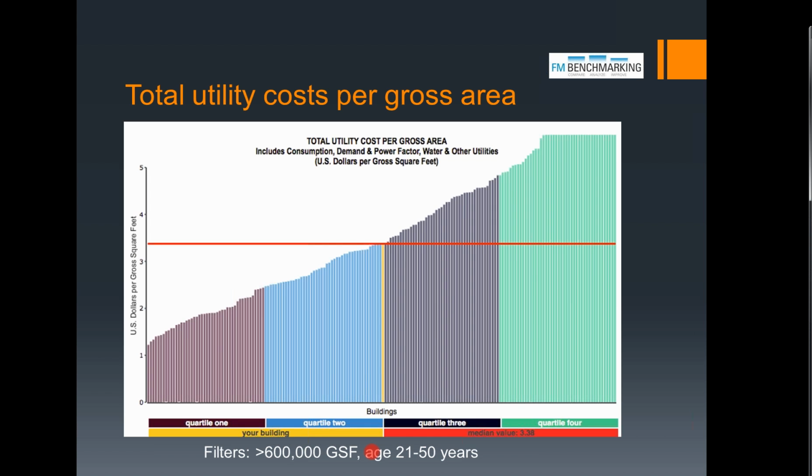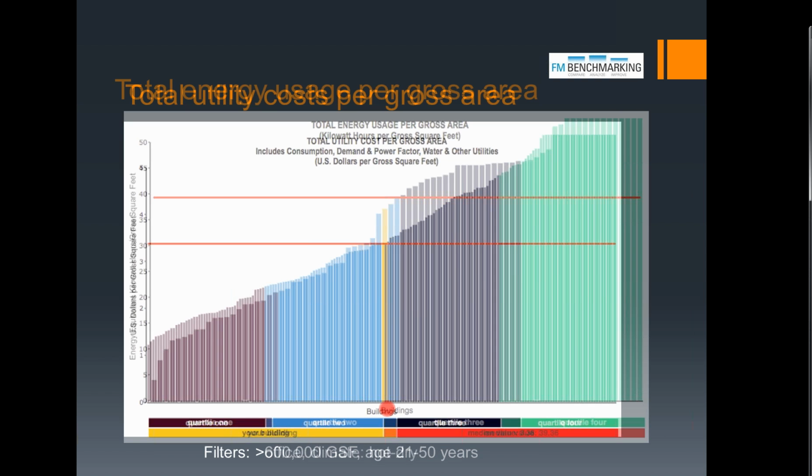What's happened here is we've added an age factor. These are buildings 21 to 50 years in addition to the 600,000. So we've narrowed the peer group a little bit, and no surprise really. Older buildings have a higher utility cost is the conclusion.